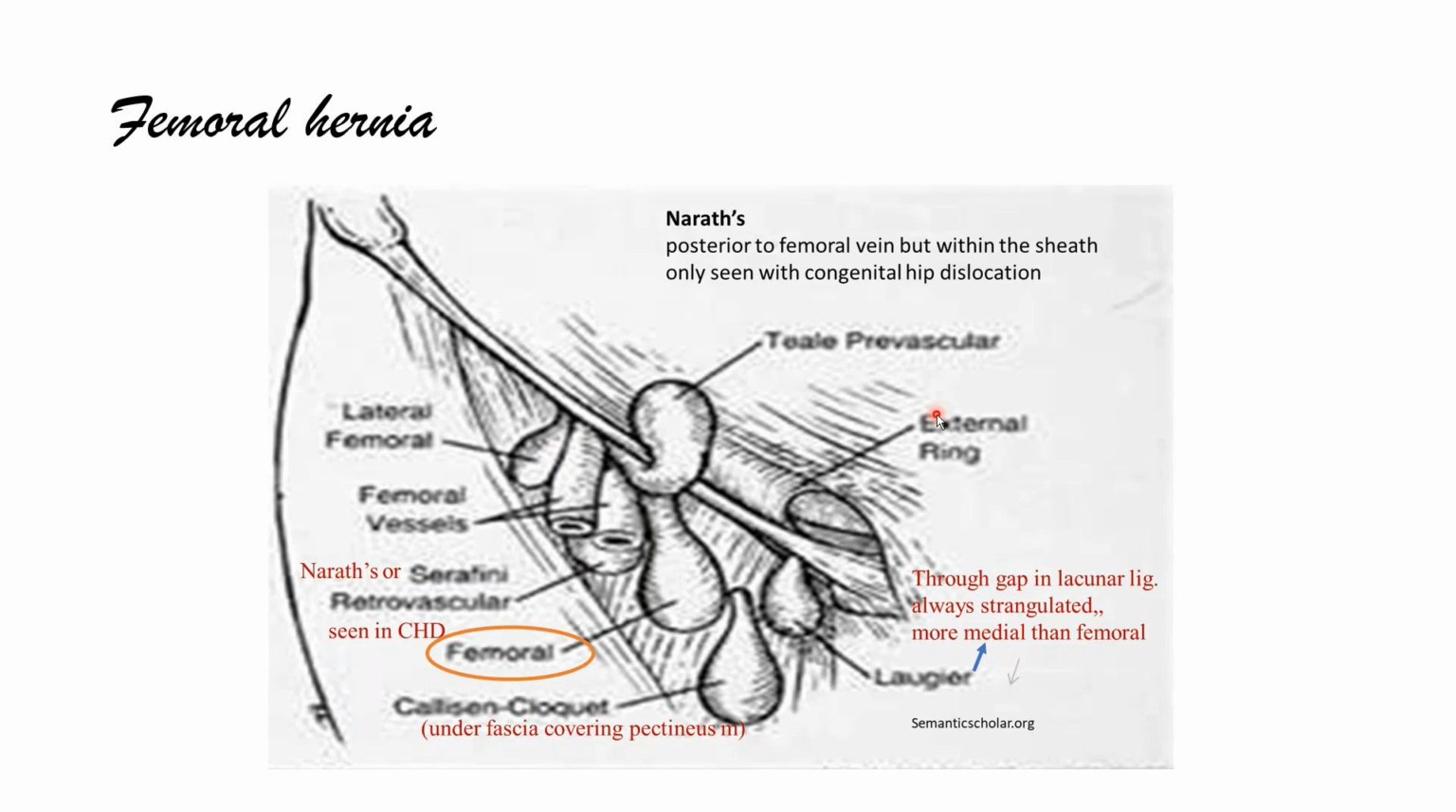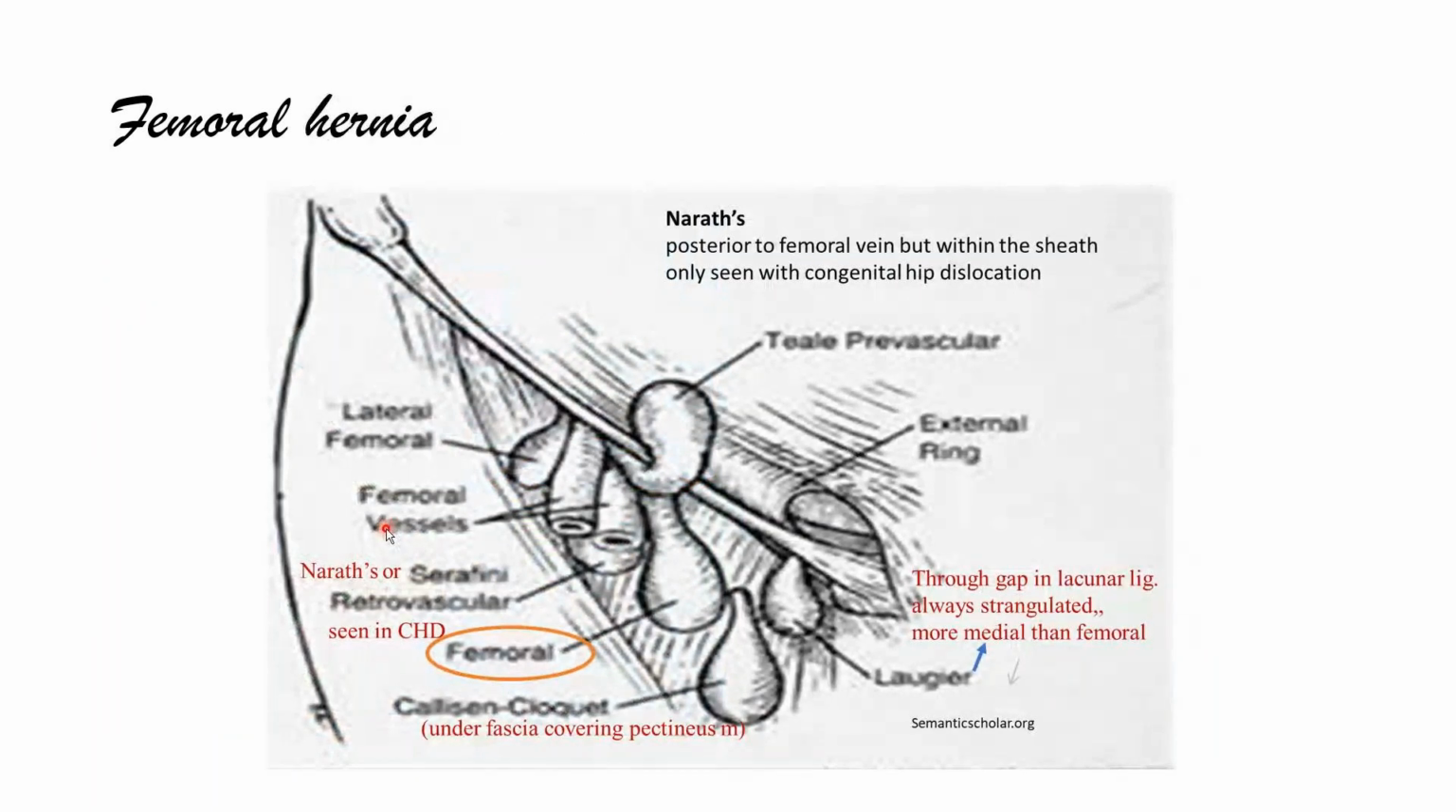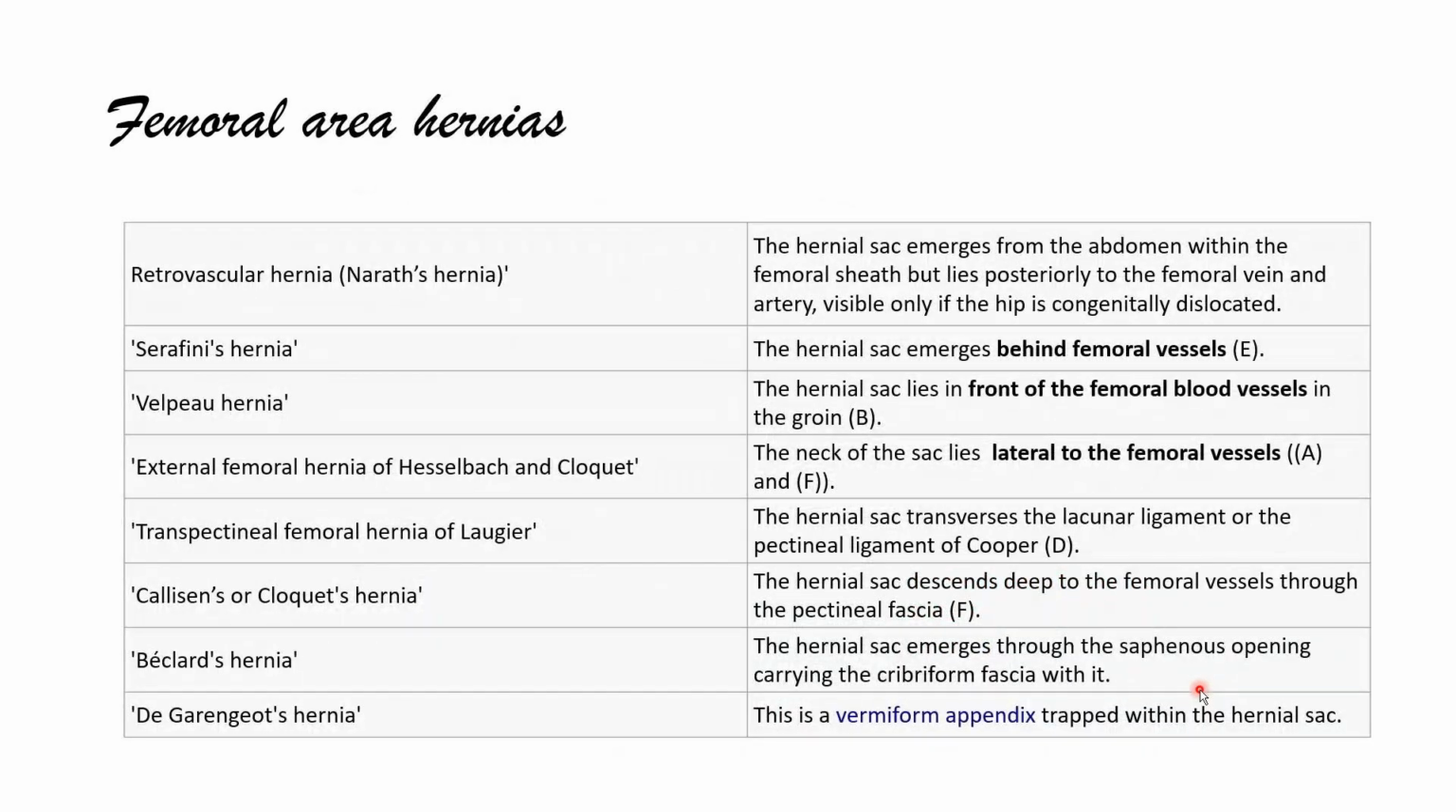Then you can have a hernia which is escaping through the lacunar ligament. If you look at this figure, instead of coming from here, it could be escaping from here, a defect in the lacunar ligament. So that is a variation of a femoral hernia. There are some of the variations of the femoral hernia: the Laugier's hernia, the Narath hernia, the Serafini hernia. These are some of the names given to variations in femoral hernia presentation. You can look at this when I upload this lecture. I'm not going to go into the details of this.